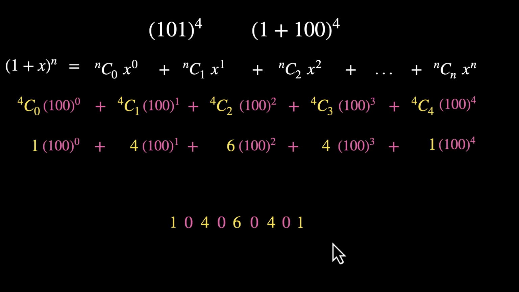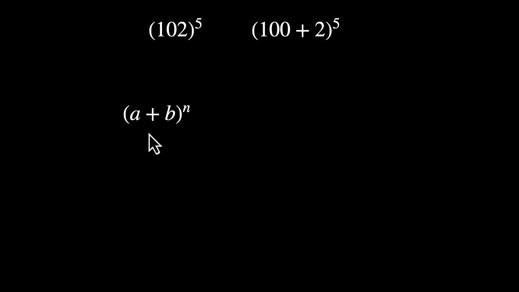Alright. Now to get a hang of it, let's solve one more. We have 102 to the power 5. Pause the video, think about it. Okay, we can break this down as (100 plus 2) to the power 5. That's (a plus b) to the power n. And here's the formula for (a plus b) to the power n. This is the expansion: summation k equals 0 to n, nCk, a to the power n minus k, b to the power k.